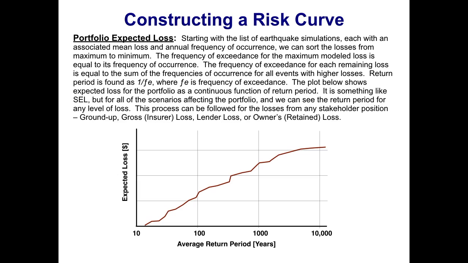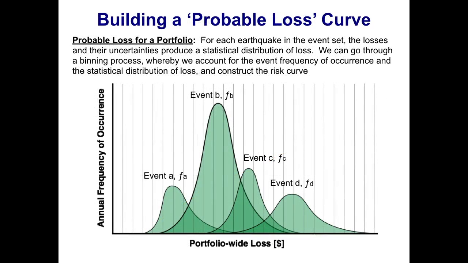Now, to get to the more complex and complete picture that's presented by probable loss, we have to take into account the uncertainty associated with each of the events or simulations in the event set. So for each earthquake in the event set, the losses and their uncertainty distributions are used, and we go through a binning process whereby we account for the event frequency of occurrence and the statistical distribution of loss, and then we construct the risk curve by accumulating the frequencies in the given bins.